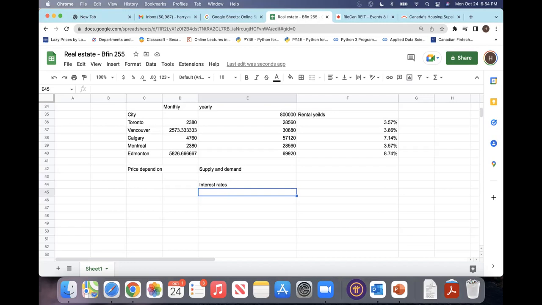We'll see that when we discuss mortgages, but you do have to understand right now that interest rates and real estate prices are inversely related. If interest rates go up, real estate prices go down. If interest rates go down, real estate prices go up. So interest rates also determine real estate prices.